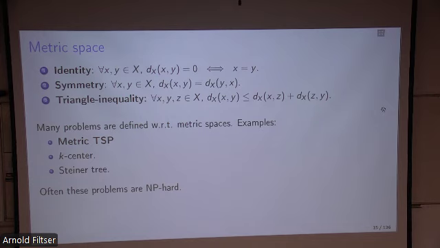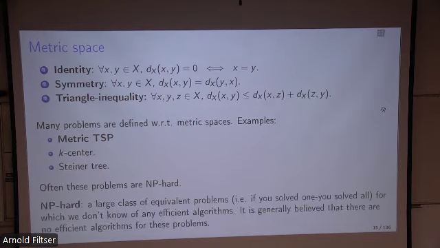I guess some of you saw this, maybe not everybody. NP-hard is a large class of equivalent problems. Equivalent means that if you solve one, you solve all. It contains lots of problems. Most of the major problems in the field are NP-hard, and we don't know how to solve them efficiently, other than just going over all the possible options. In TSP, for example, there are n factorial options.